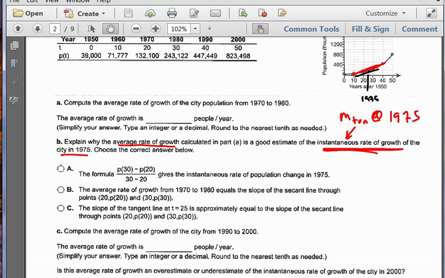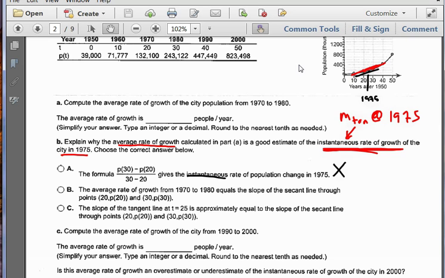And just eyeballing 1975 there, right between 20 and 30, the secant line would look sort of like that black line right there. Or sorry, the tangent line would look like that black line. You can see those are pretty parallel. So remember, parallel lines have equal slopes.